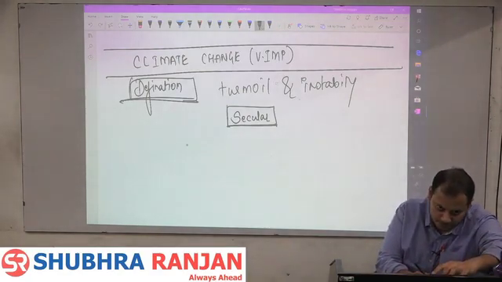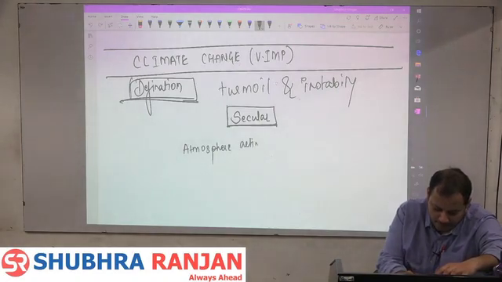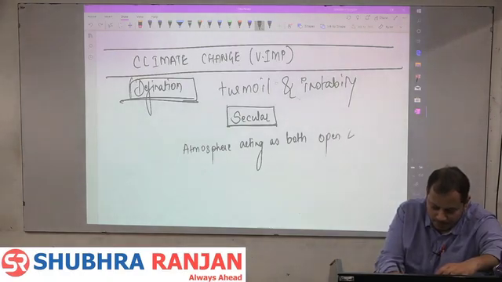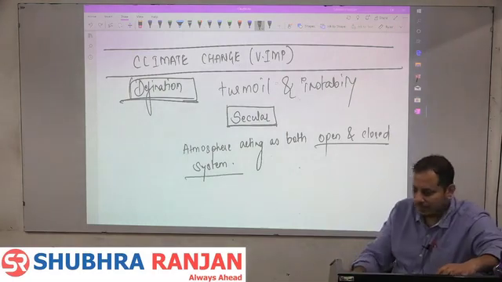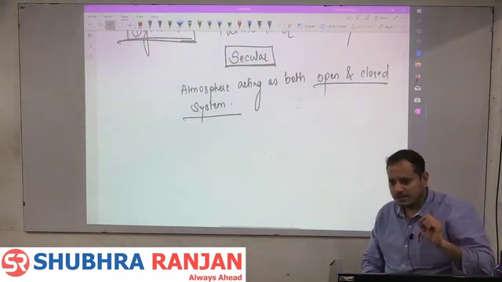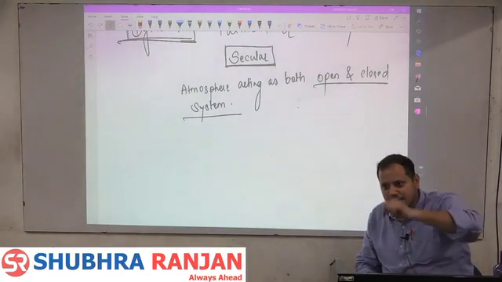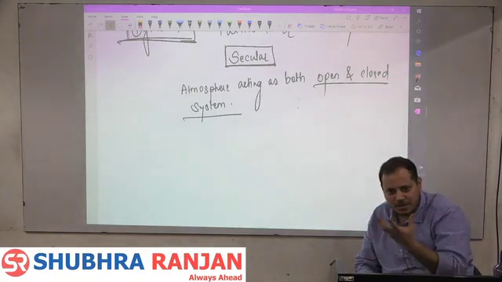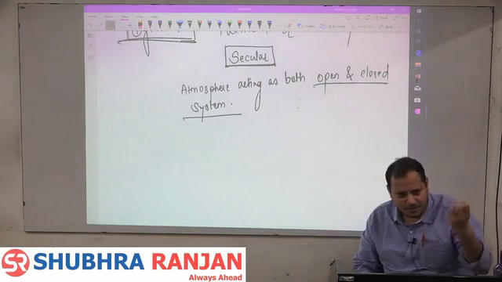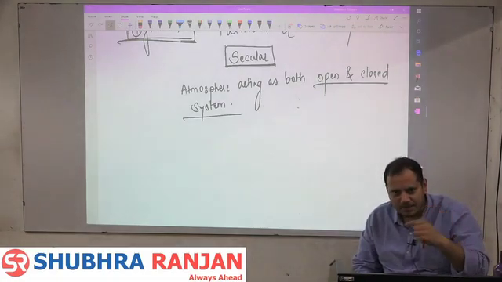due to the atmosphere acting as both an open and closed system. Open system interacts with the outside. Closed system does not interact with the outside. So right now the global warming we are causing is from below. We are increasing greenhouse gas emissions which are trapping the radiated heat. So we are causing a closed system.